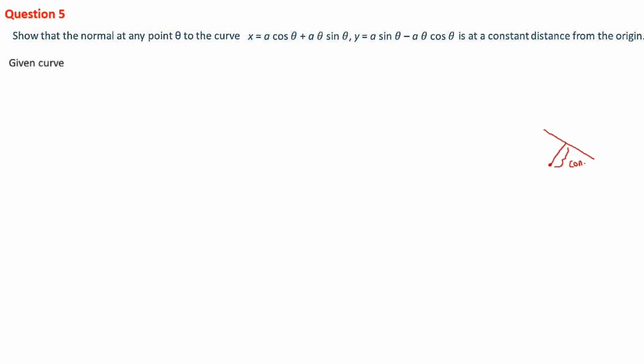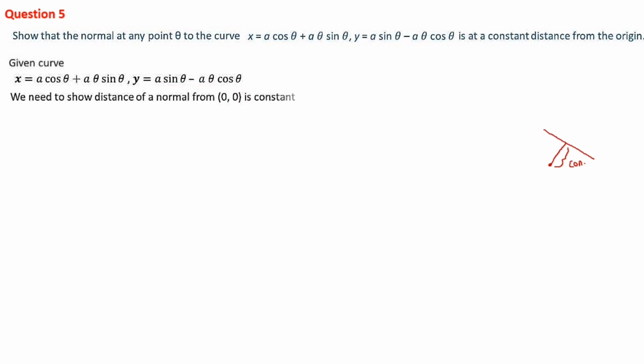So the given curve is x is equal to a cos theta plus a theta sin theta, y is equal to a sin theta minus a theta cos theta. Then we need to show that the distance of the normal from 0, 0, the origin, is constant. These are the given conditions. Let's take x is equal to a cos theta plus a theta sin theta. Differentiate with respect to theta, because dy by dx we cannot calculate directly. First we have to find dx by d theta, then dy by d theta, then we go for dy by dx.